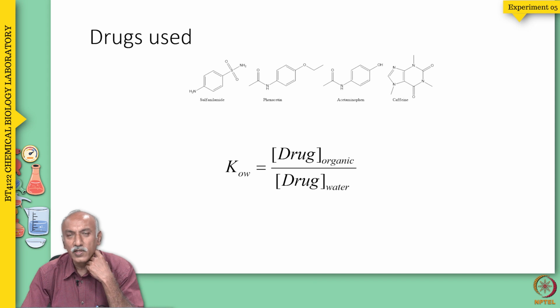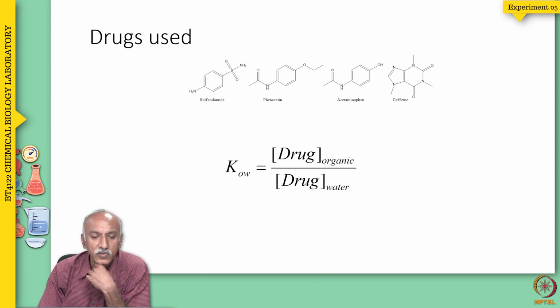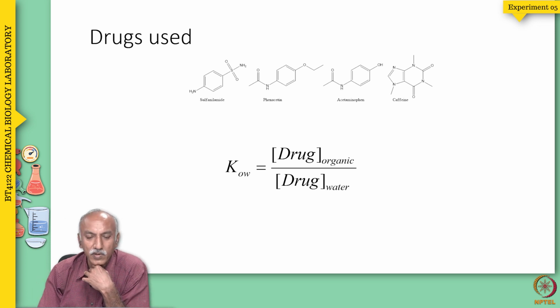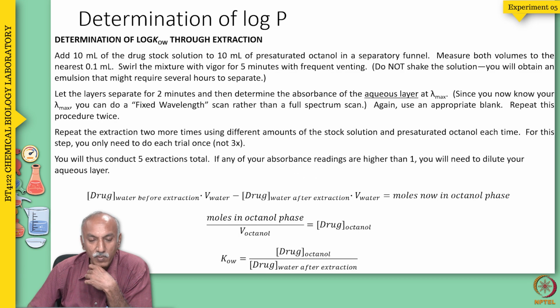The drugs we are going to use in this experiment are sulfonamide, phenacetin, acetaminophen and caffeine. The drugs are used for finding out the log P values, and the partition constant Kp will be the concentration in organic divided by the concentration in water, that is your formula.